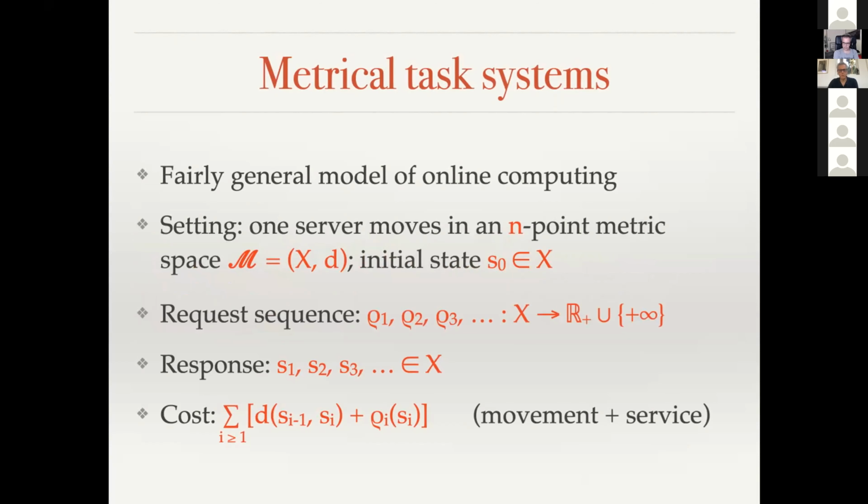In the setting, we have one server that moves in a finite metric space of states, starting from some initial state S0. And it encounters a sequence of requests, rho 1, rho 2, and so forth. Each request assigns a service cost to each of the states in the metric space. And the service cost is either positive or plus infinity, where plus infinity means that the state is excluded from serving the current request.